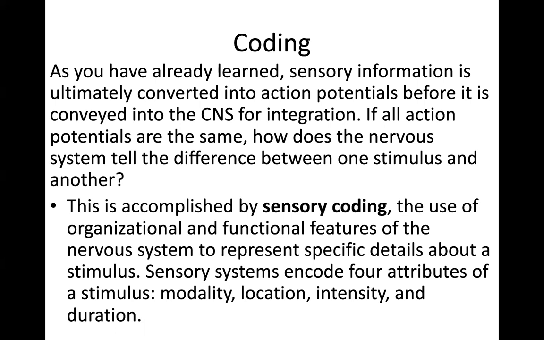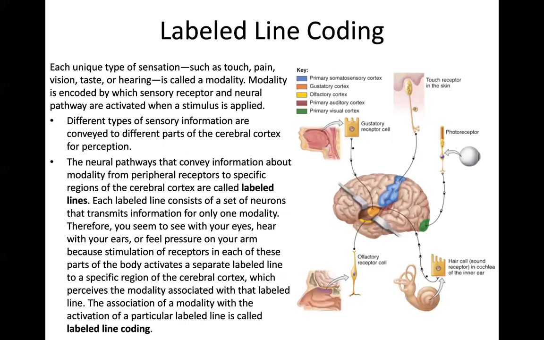Okay. This is accomplished by what we call sensory coding, using organizational and functional features of the nervous system to represent specific details about a stimulus. And encoding or sensory coding involves 4 attributes of a stimulus: the modality, the location of the stimulus, the intensity of that stimulus, and the duration that it's acting on the body.